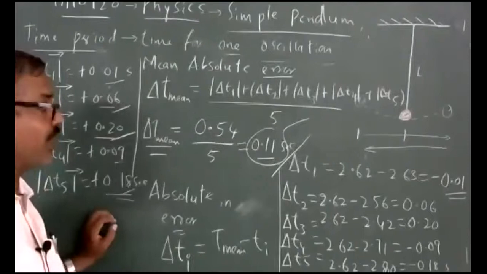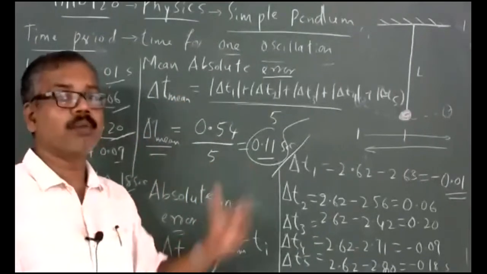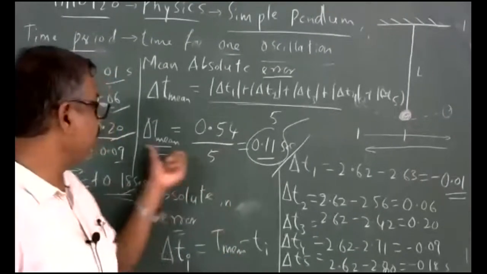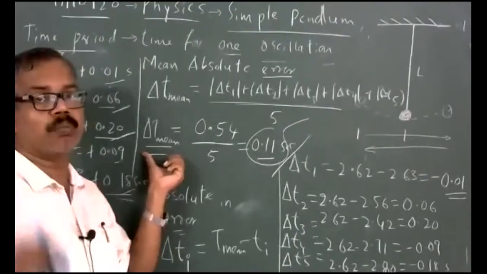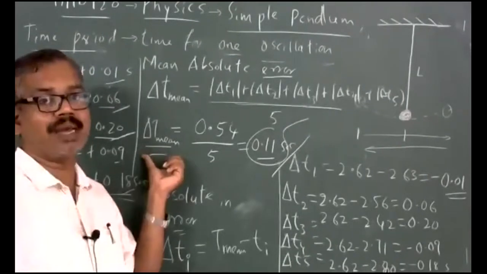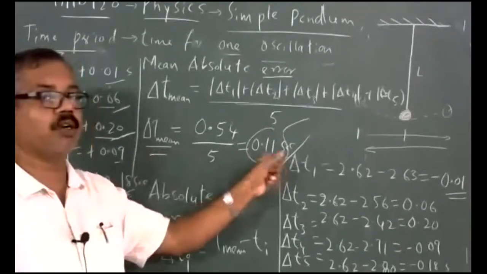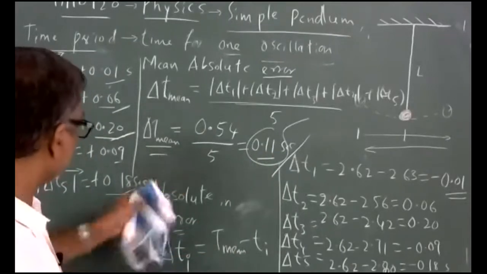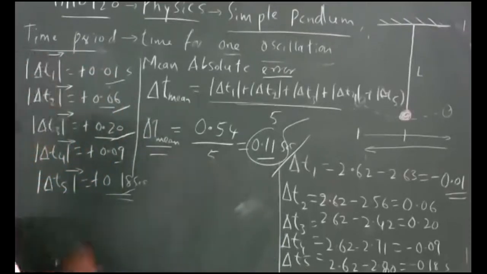To calculate relative error, I need to go for the mean value. Once I get the mean value, my mathematical formula says that relative error is defined as the mean absolute error divided by the mean value. What is the mean value? T mean. It is 2.62, so 0.11 divided by 2.62. Let me go to the next page. Yes. Now what is the relative error?